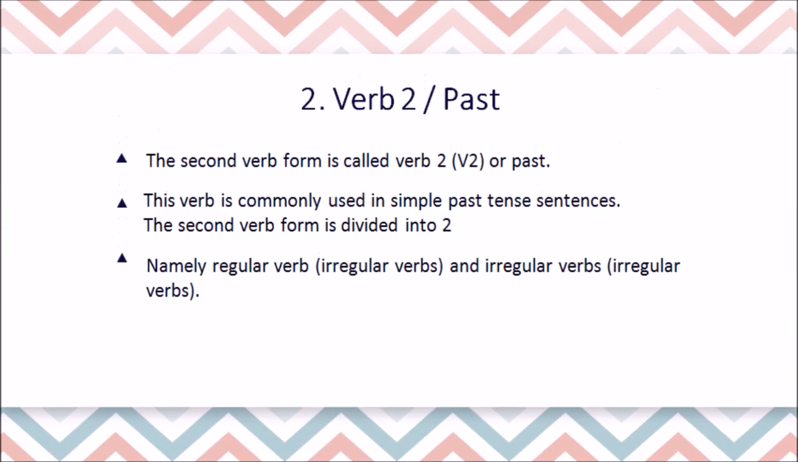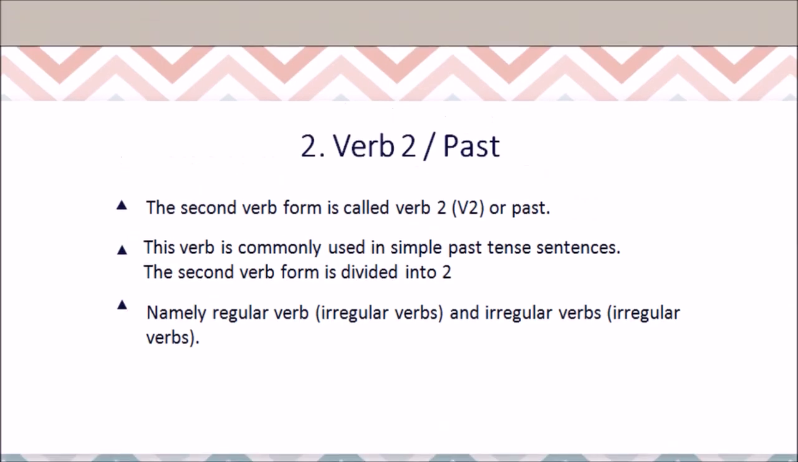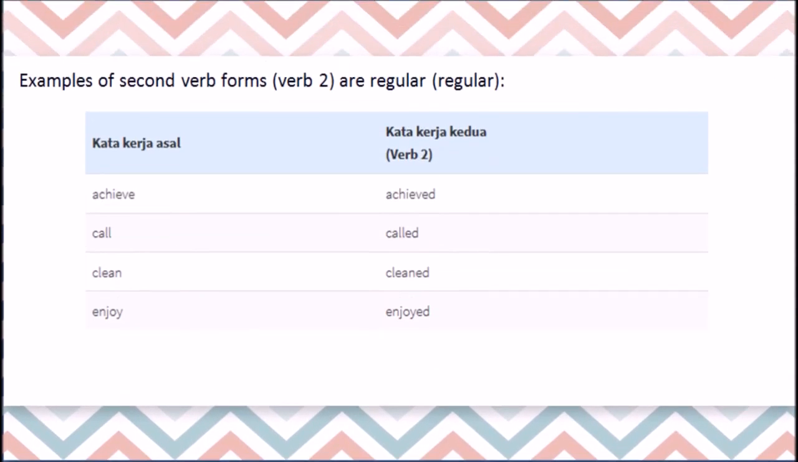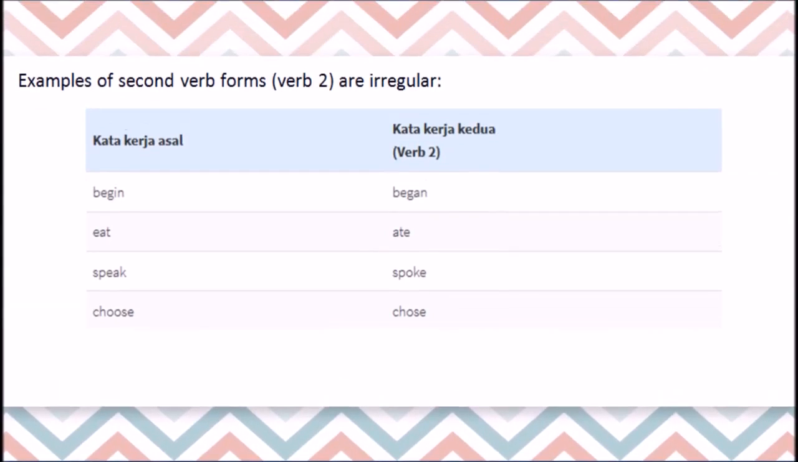Verb 2 or past. The second verb form is called verb 2 or past. This verb is commonly used in simple past tense sentence. The second verb form is divided into two, namely regular verb and irregular verb. For example, call menjadi called, clean menjadi cleaned, enjoy menjadi enjoyed. Examples of second verb form that are irregular: begin menjadi began, eat menjadi ate, speak menjadi spoke.